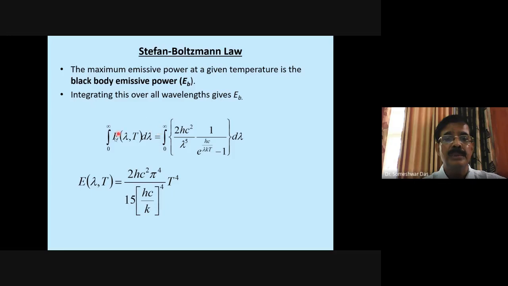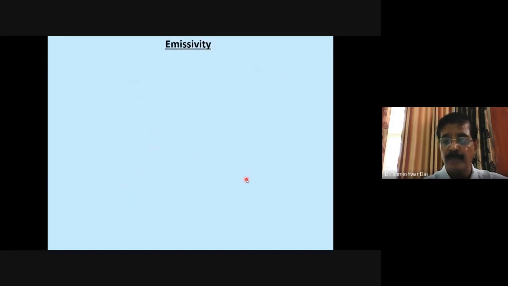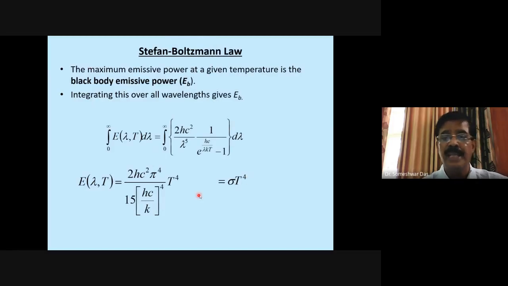And so E_B is equal to the ratio of this one times T to the power 4, where this is denoted by a constant called sigma, which is the Stefan-Boltzmann constant, so E_B is equal to sigma T to the power 4. Here sigma is the Stefan-Boltzmann law constant. So this shows that the intensity of the black body radiation is proportional to the fourth power of the temperature.